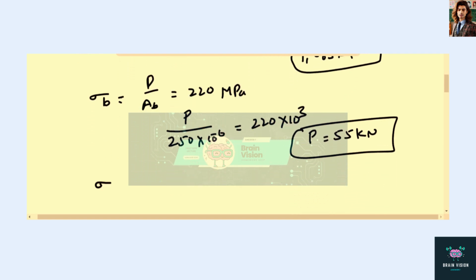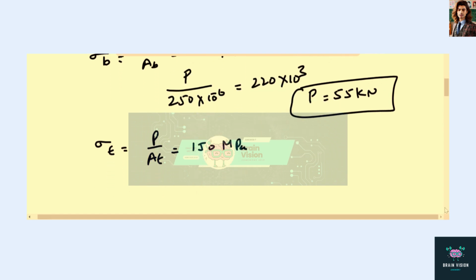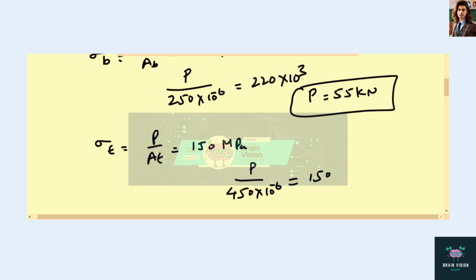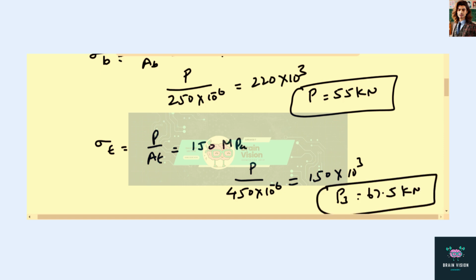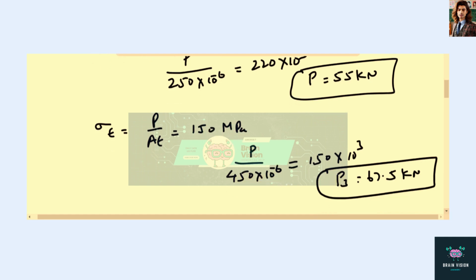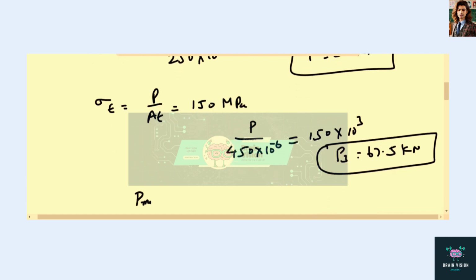And tensile stress, that is 150 megapascal. P upon 450 into 10 to the power minus 6 is equal to 150 into 10 to the power 3. So it is 67.5 kilonewton. Hence, P minimum will be 55 kilonewton.